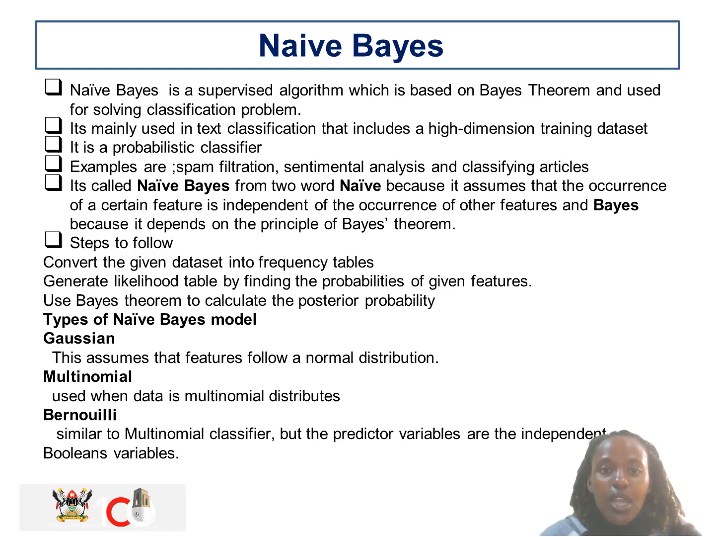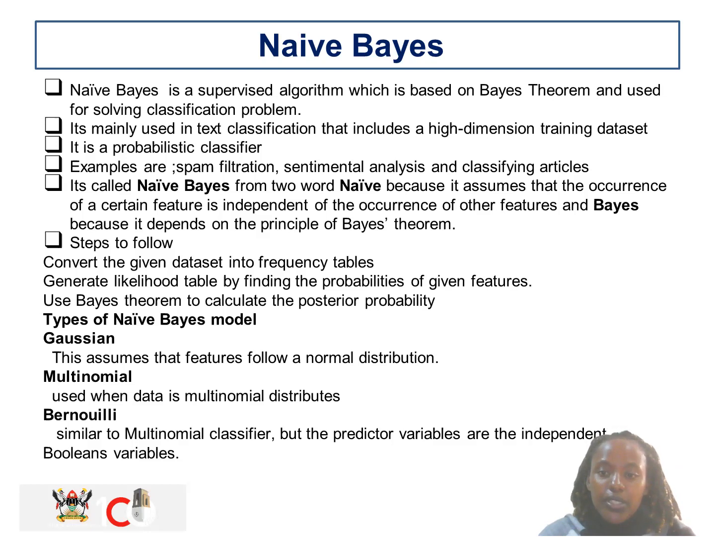Why is it called Naive Bayes? These are two words. Naive, because it assumes the occurrence of a certain feature is independent of the occurrence of other features. Like when I'm taking the occurrence of today, it's totally independent from the occurrence of others that happened yesterday. That's why it's called naive. And it's called Bayes because it depends on the use of the Bayes theorem, as I talked about before.